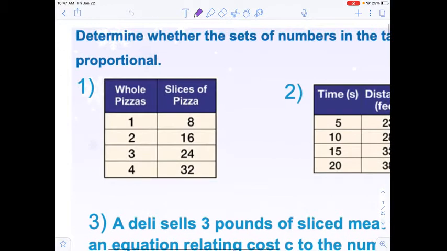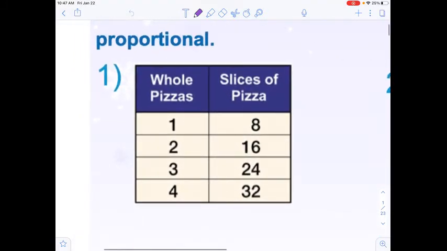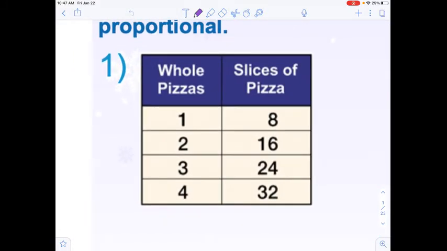So number 1, it just says determine whether this is proportional or not. We have whole pizzas and slices of pizza. 1 whole pizza is 8 slices, 2 whole pizzas, 16, 3 whole pizzas, 24 slices, 4 whole pizzas, 32 slices. So we're just checking to see if this is proportional.